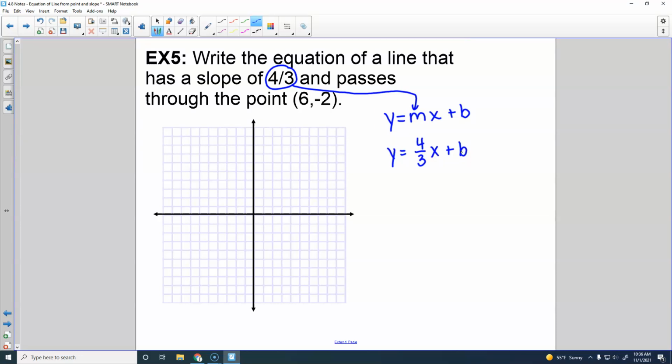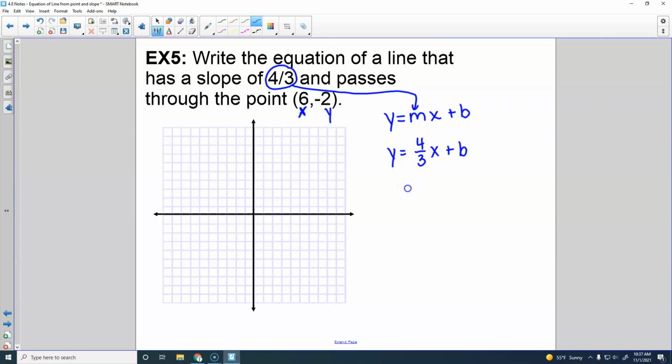Can I put something in for my b? No, because that's not my y-intercept. 6, negative 2 is not my y-intercept. So I can't put a negative 2 or the 6 there for the b. What I have to do here is these are points on the line. This is my x-coordinate, and this is my y-coordinate. So it tells me if I plug in 6 for x, my y will be negative 2.